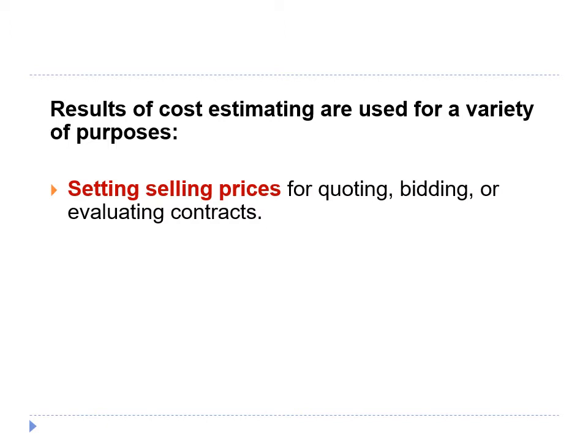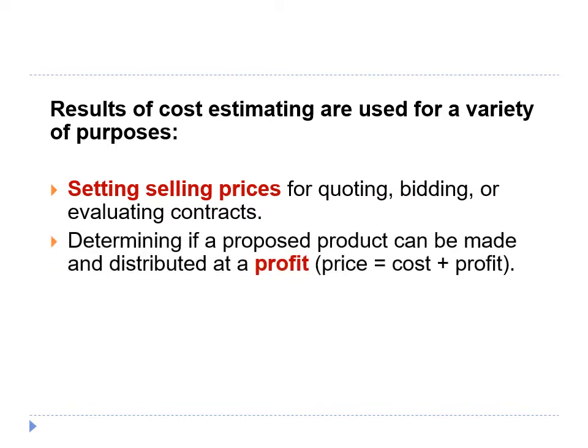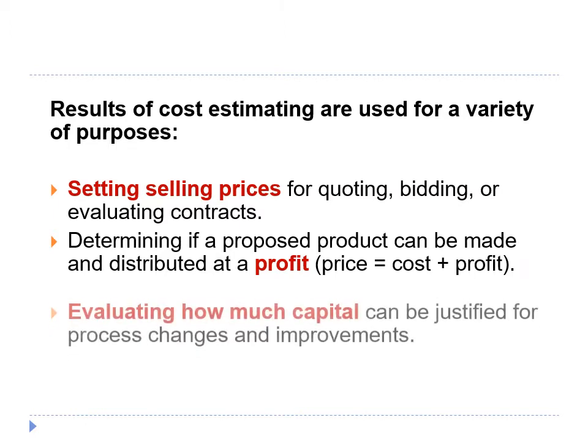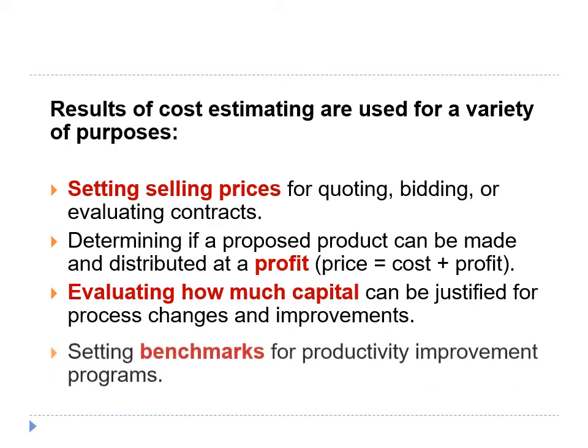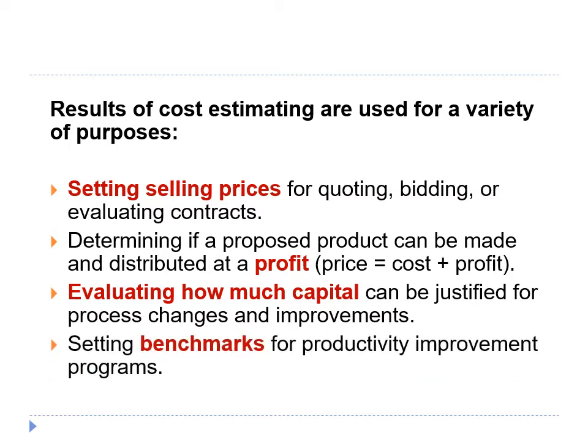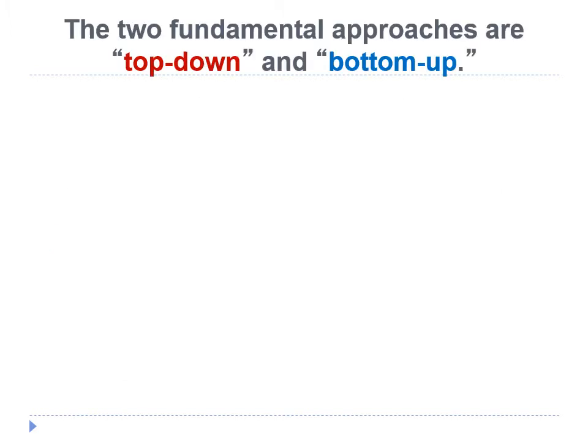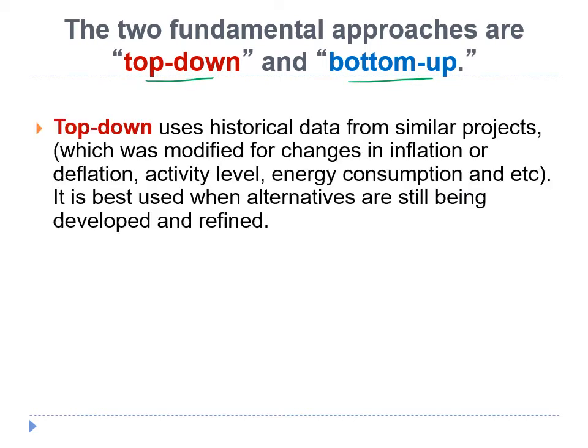Results of cost estimating are used for a variety of purposes, including setting selling price for quoting, bidding, or evaluating contracts, determining if a proposed product can be made and distributed at a profit, whereby price equals cost plus profit, evaluating how much capital can be justified for process changes and improvements, and setting benchmarks for productivity improvement programs. There are two fundamental approaches to cost estimating, the top-down approach and the bottom-up approach.